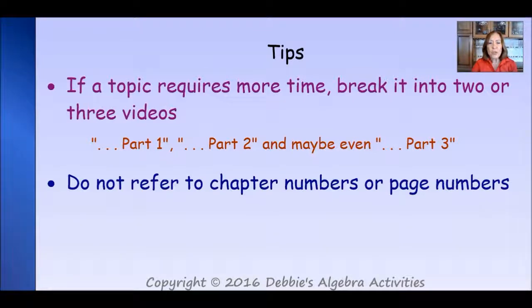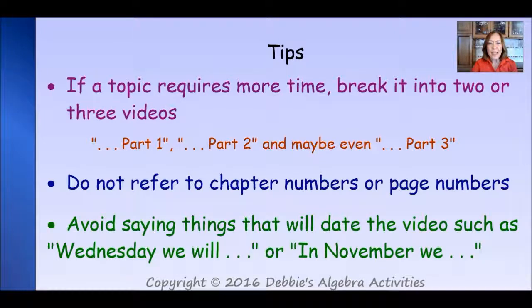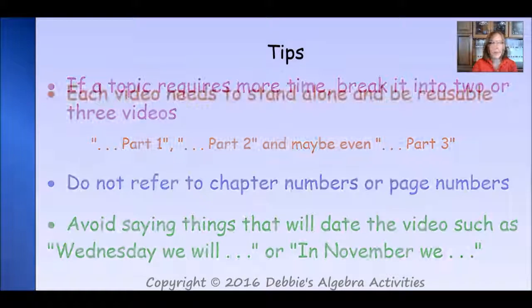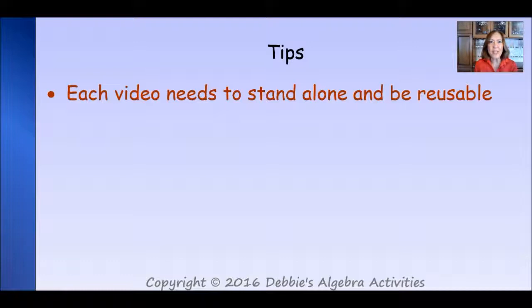Do not refer to chapter numbers or page numbers. Avoid saying things that will date the video, such as Wednesday we will, or in November we. Each video needs to stand alone and be reusable, even if your school changes textbooks in the future or the order of lessons is rearranged.